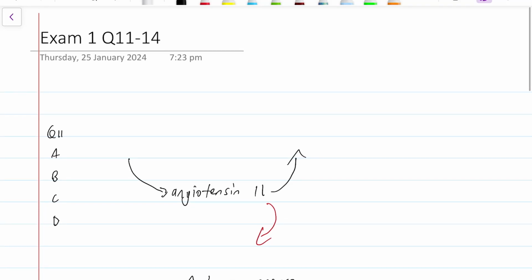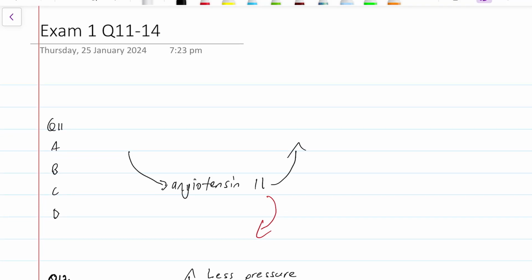Questions 11 to 14 of Des O'Neill, Exam 1. Question 11 asks, what organs are necessary for the continuation of the RAS? So in the stem we can see that the RAS diagram is provided. So let's not look beyond that.